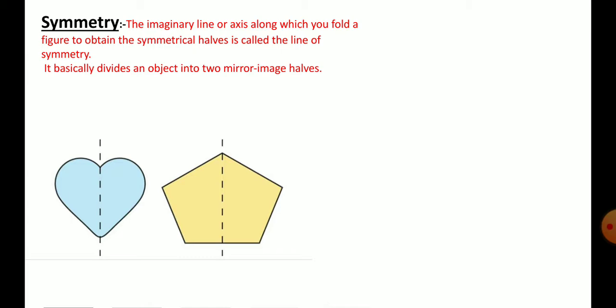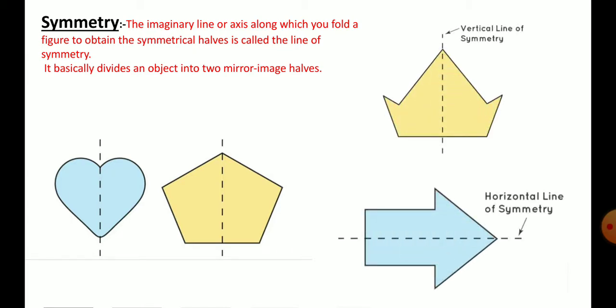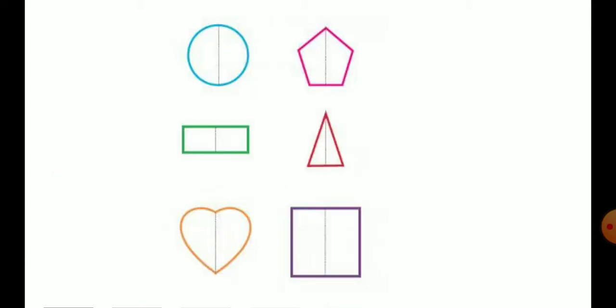There are two types of line of symmetry, vertical line of symmetry and horizontal line of symmetry. See some examples in which a vertical line of symmetry is drawn. It will divide the figure into two mirror halves.